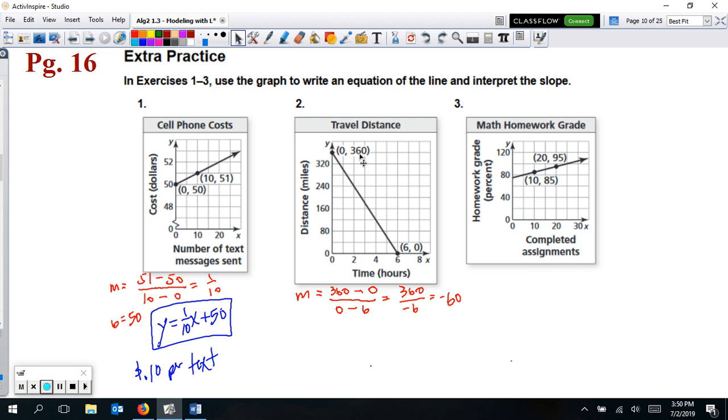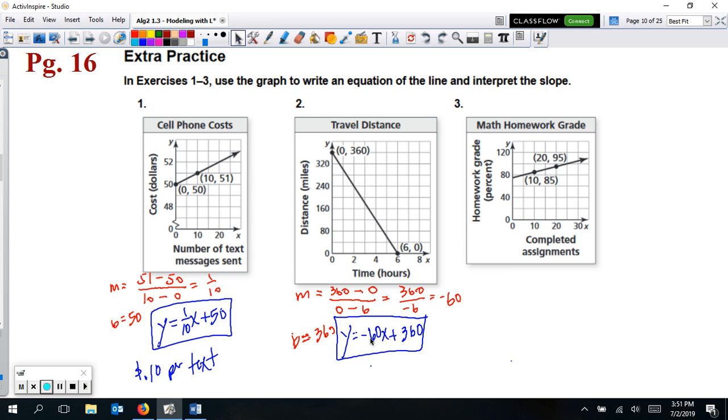And we know what our b is. Our b is 360 right there, because it's always 0 comma b. So we can just write it in our equation. B is 360, so it's going to be y equals negative 60 for the slope, the m, x plus the b. So negative 60x plus 360 is our equation. That's our slope-intercept equation.